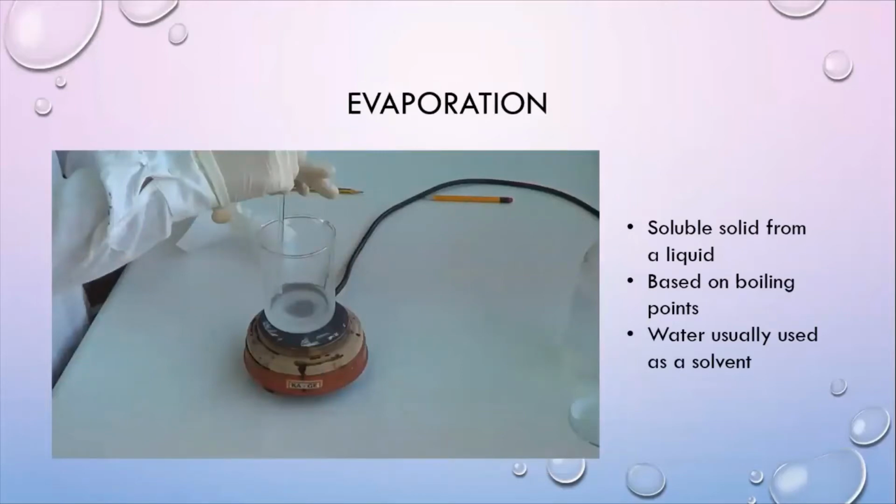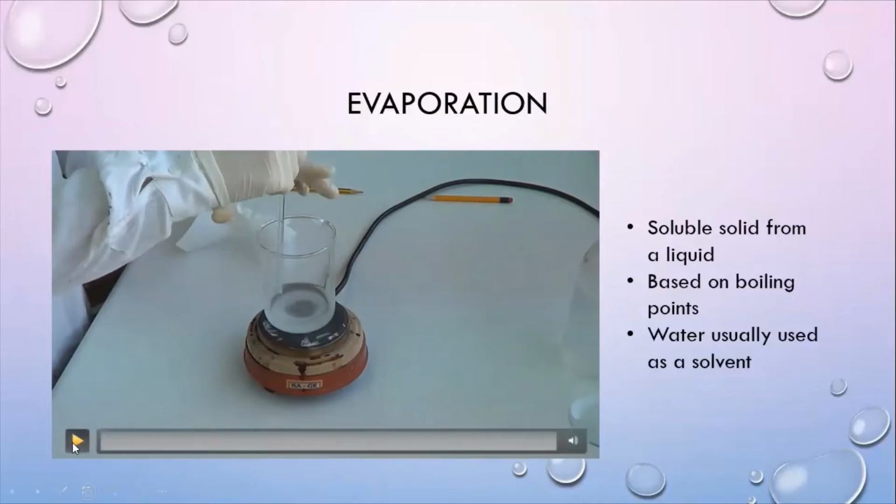Another important method is evaporation. What we are separating here is, again, a solid from a liquid, but in this case, the solid is soluble in the liquid. The property that we are exploiting here is the difference in boiling points, because when we use evaporation, what happens is that our solid has a higher boiling point compared to that of water, which is usually used as the preferred solvent.